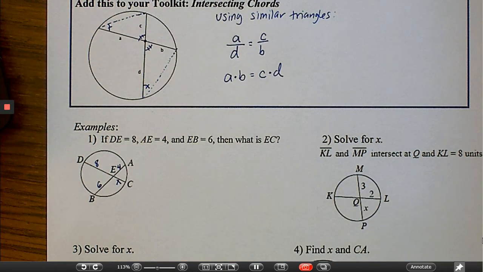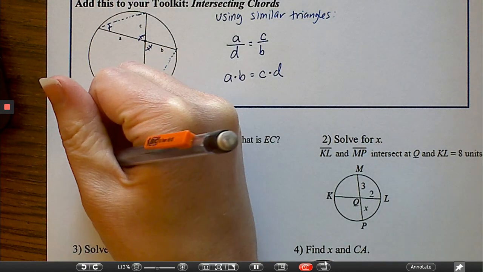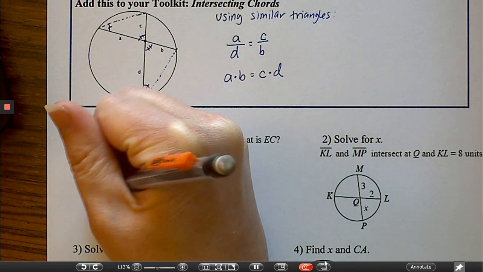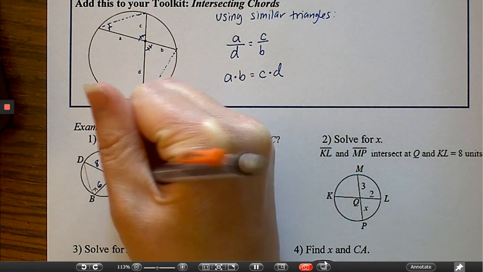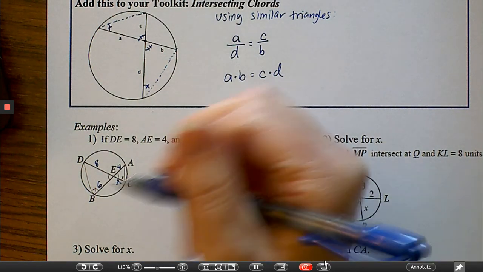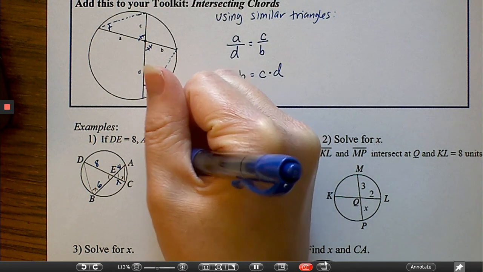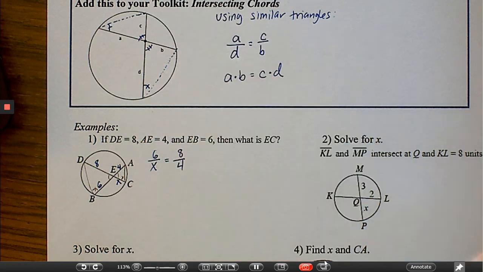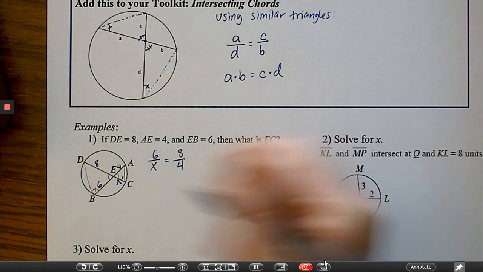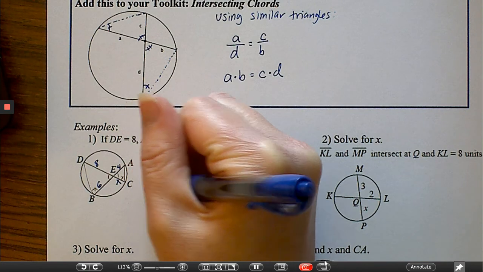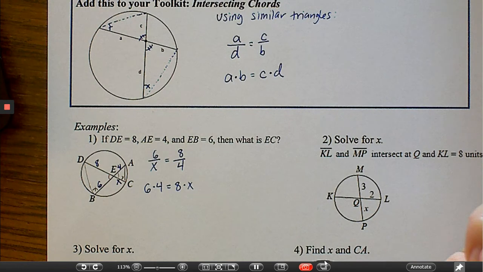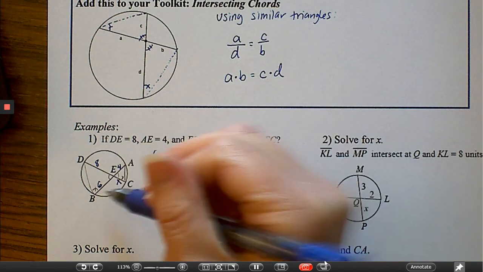So if you want to see how this really works, you could draw yourself a nice little set of similar triangles. We know that these angles go together, those angles go together. So if you want to set it up, you could say that 6 over x equals 8 over 4. Okay, so then when you cross multiply and solve, you get 6 times 4 equals 8 times x, which you can see is just multiplying down the chord.